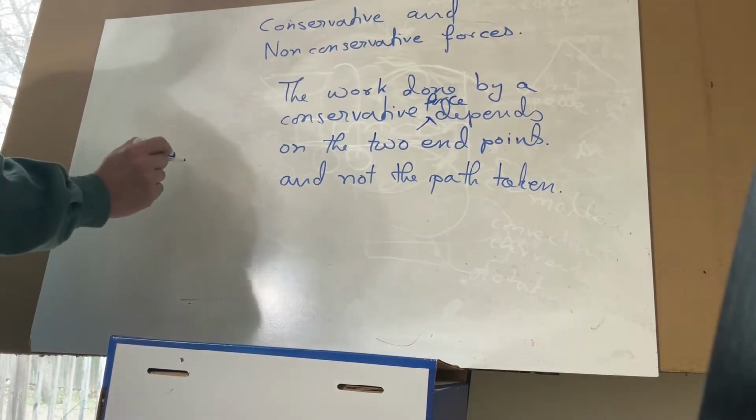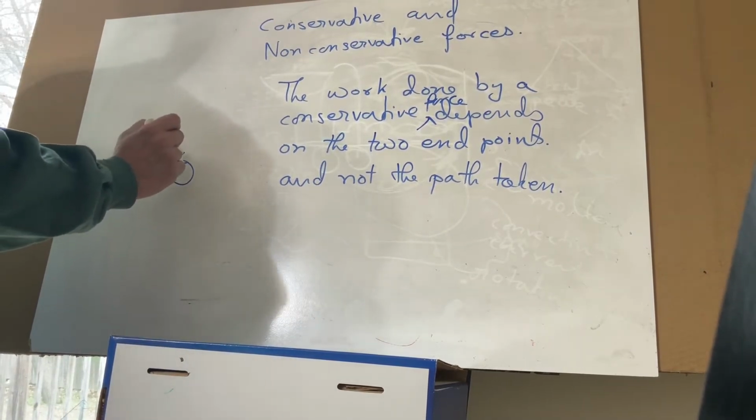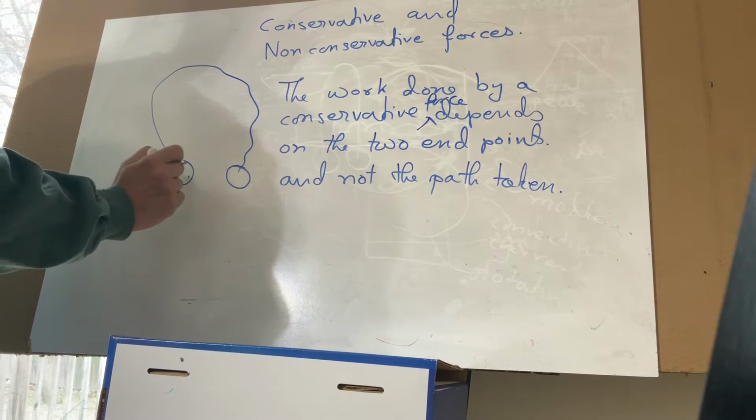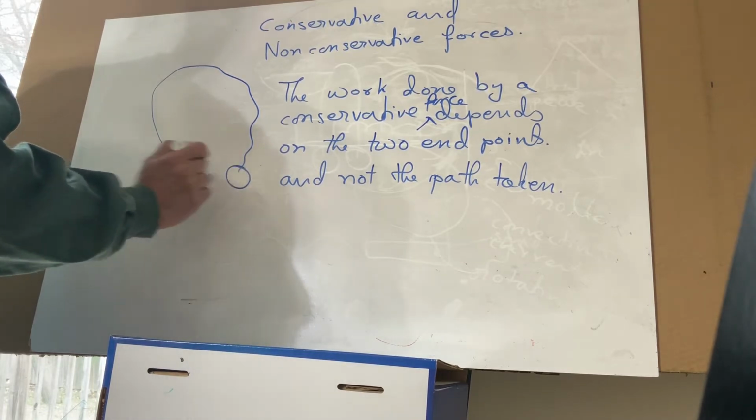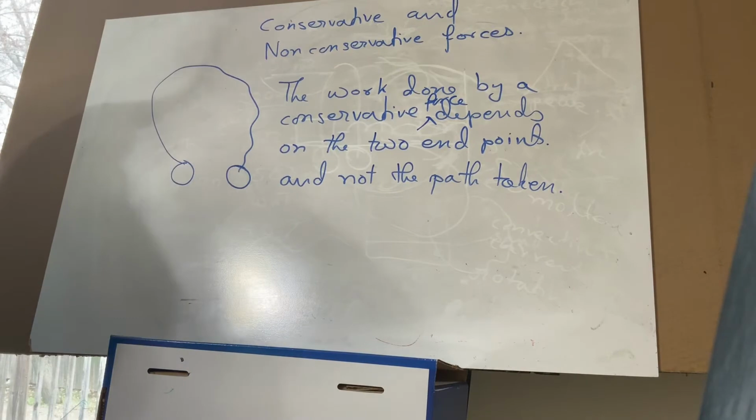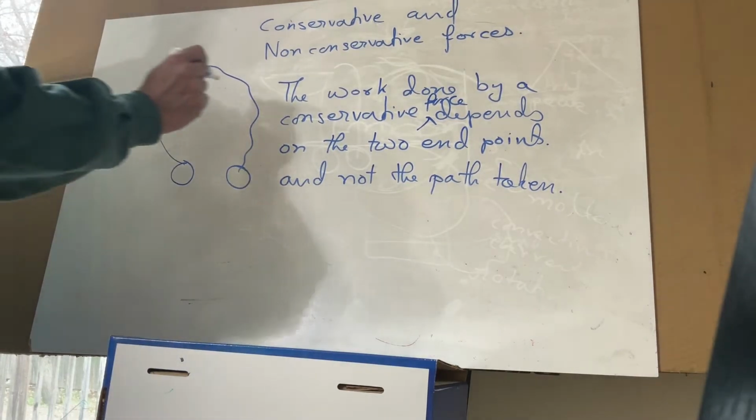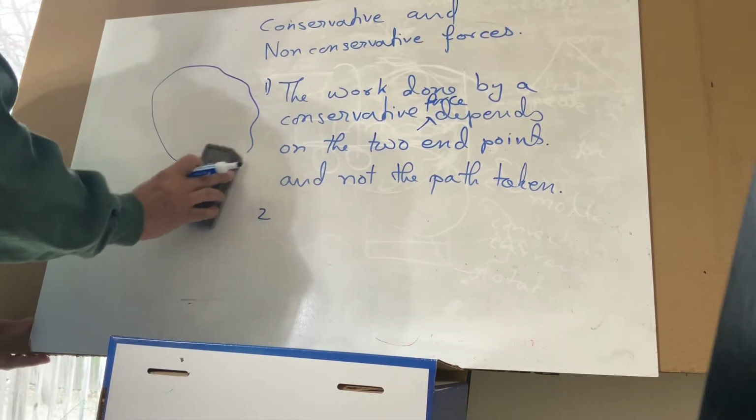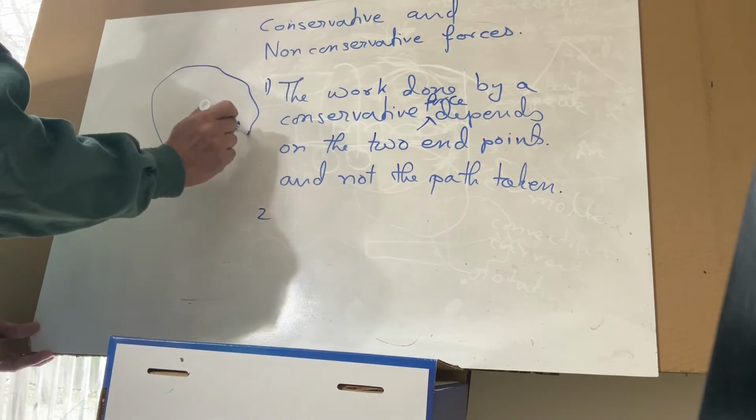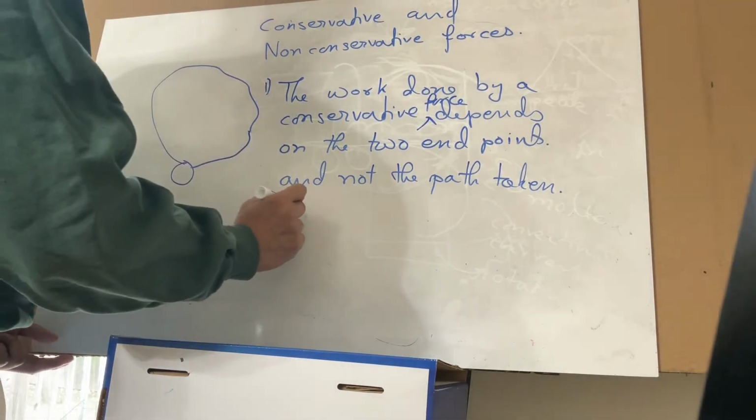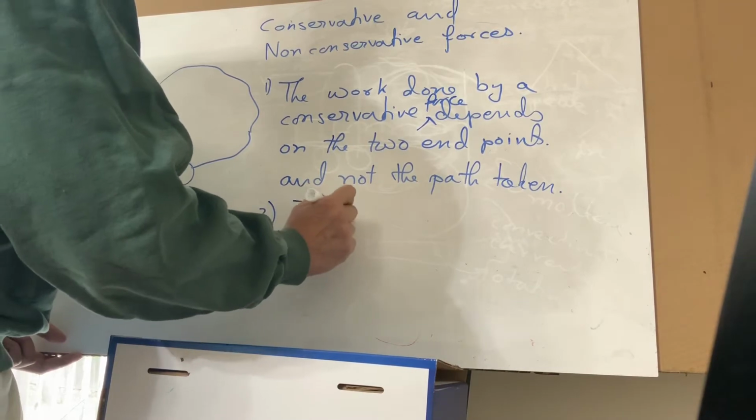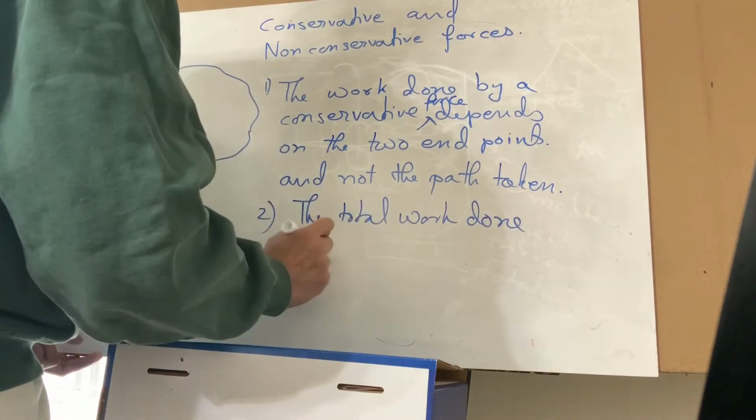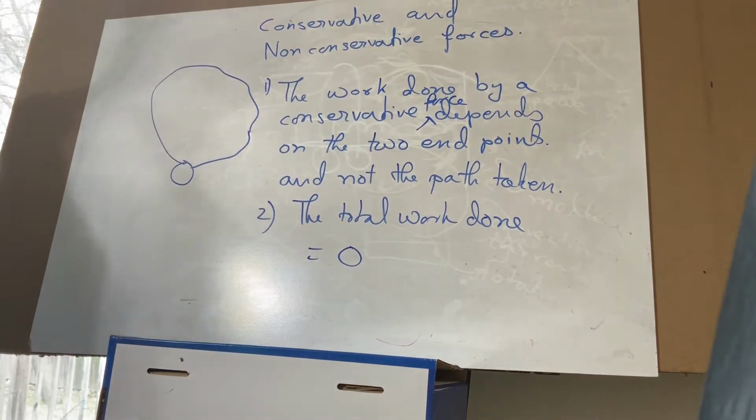In other words, if you have an object here, if I throw it up, it could take any path, and when it comes back at the same level, it will have the same value. The other thing about a conservative force is that if you bring it back to the same place where you started from, the total work done is equal to 0 joules.